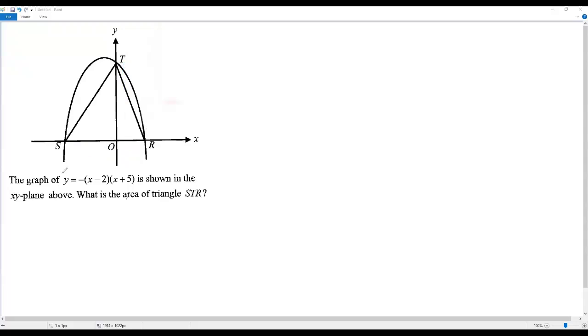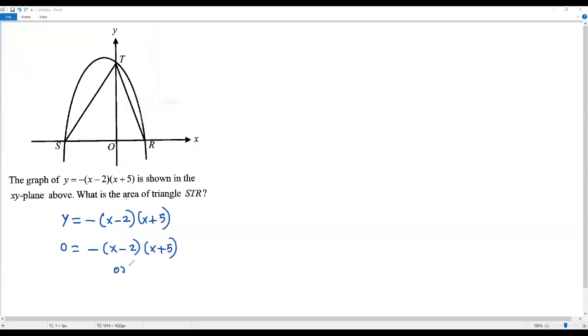Okay, now first let's find the x-intercepts S and R of the parabola. Let me write the given quadratic function, that is y equals negative of (x minus 2) times (x plus 5). This is a quadratic function which represents the given parabola. To know the x-intercepts of the given parabola, we have to plug in 0 for y. For any function, if I want to find the x-intercept, I have to plug in y equals 0. So I plug in y equal to 0 into the given quadratic function.